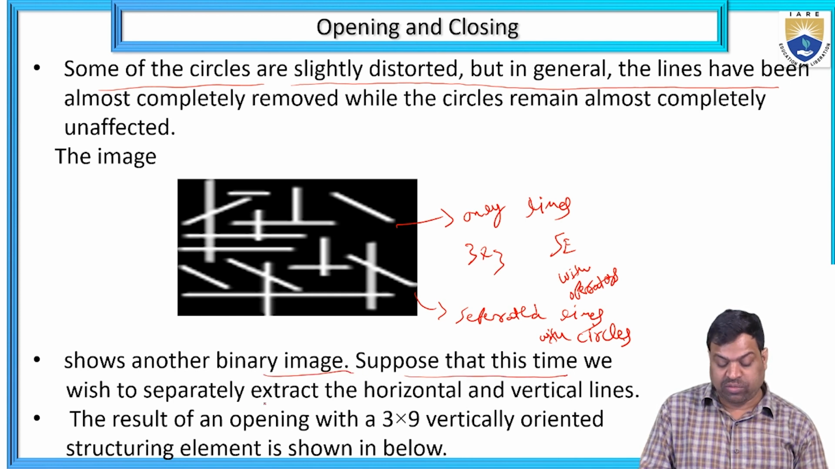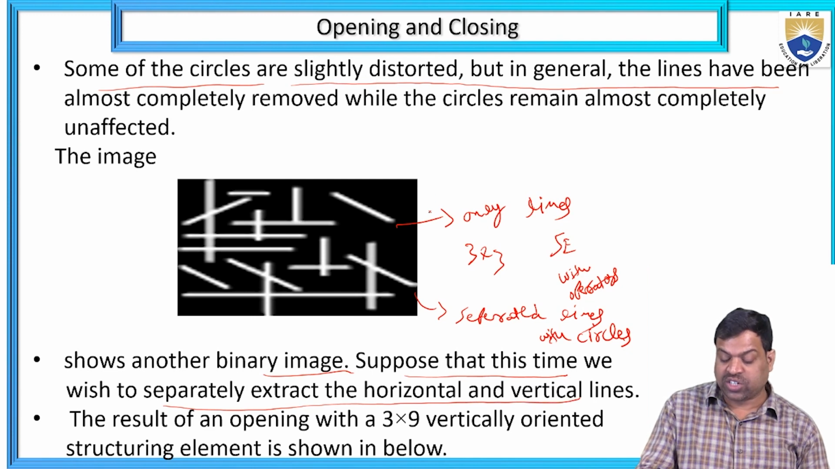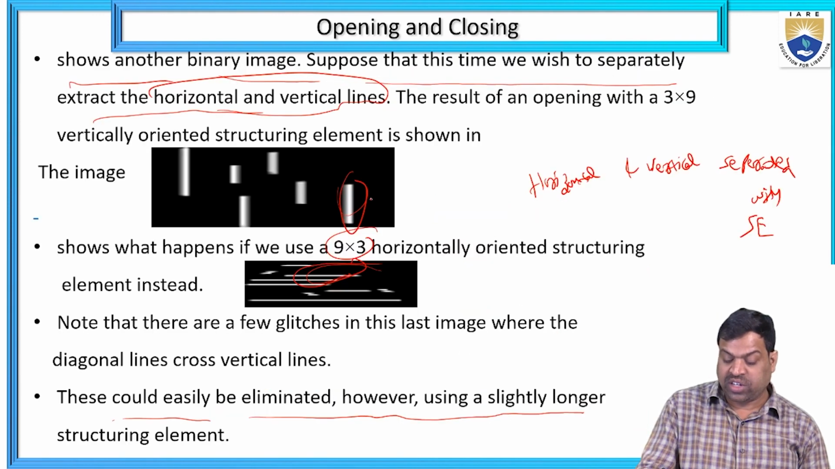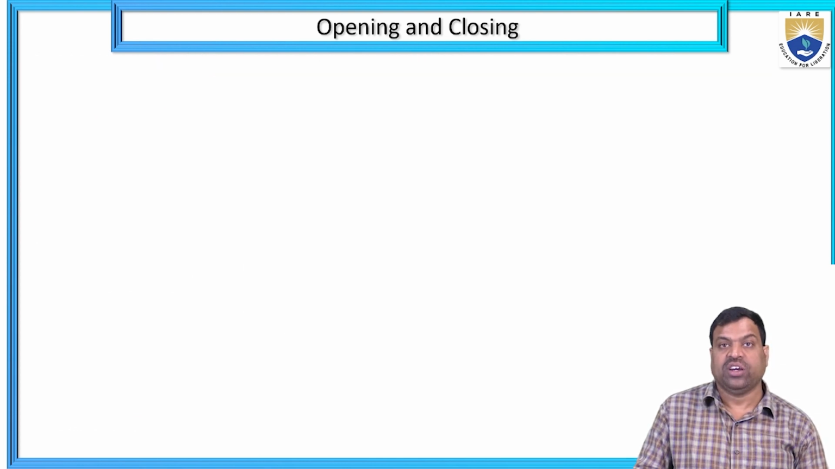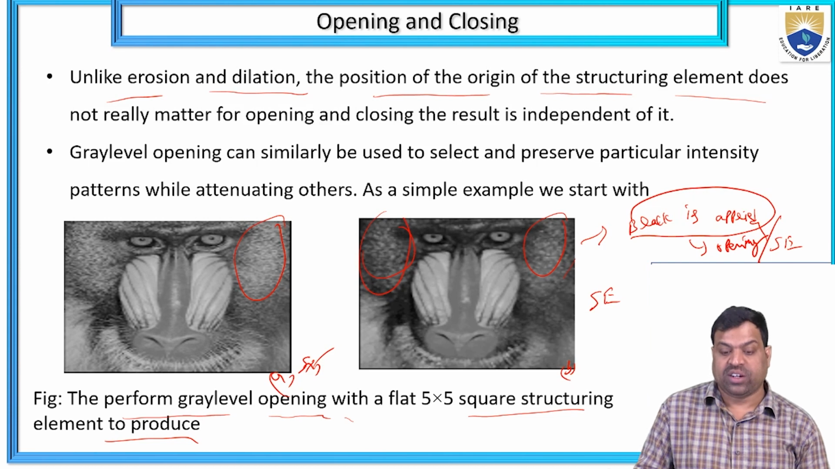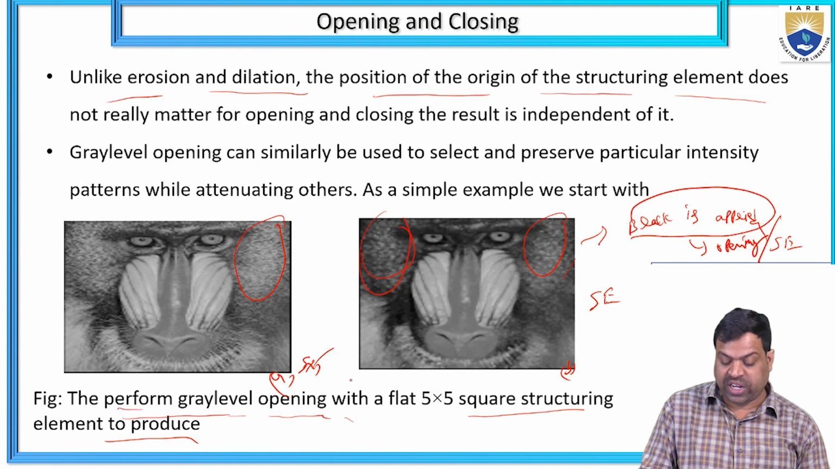In the binary image, at times we may wish to separately extract the horizontal and vertical lines. Here these are the horizontal and the vertical lines. They could be eliminated using a slightly longer structuring element. Here is one example, the performing of gray level opening.